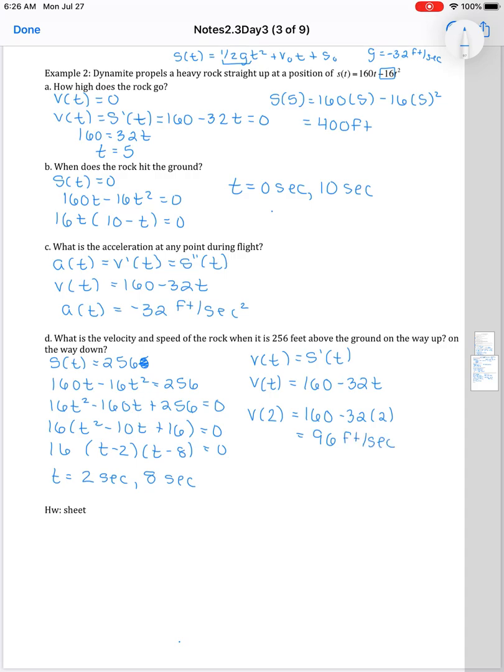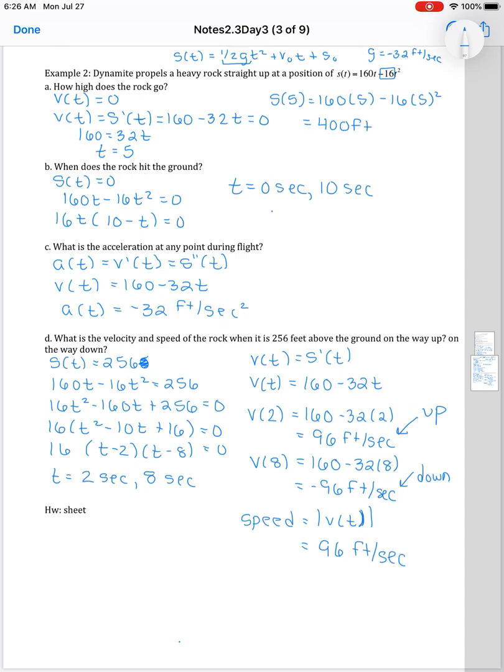All right, so it says, what is the velocity? So first thing we had to figure out is, okay, well, what was the time that it took to get there? So now what we need is our velocity equation. So velocity is the first derivative of position. So I'm going to take the equation that was given to us and take the derivative of it. And now I'm going to figure out the velocity at 2 seconds. Plug that in. And it's positive 96 feet per second. Okay, and it's positive because it's going up.